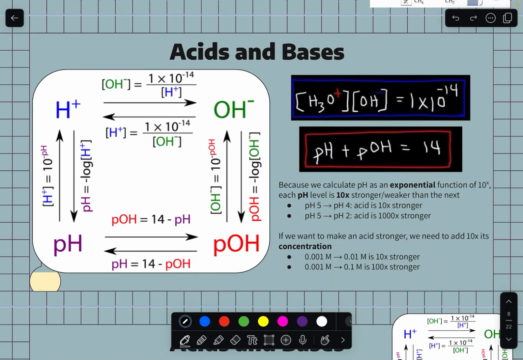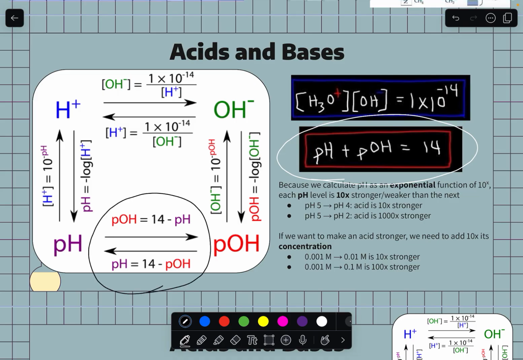And then with acids and bases, we do have some math. This math here is on your periodic table, or not all the equations, but a version of all these equations. So you'll have that pH plus pOH equals 14 on your formula sheet, but you won't have these two down here on the bottom, right? Because those are just manipulating that equation.